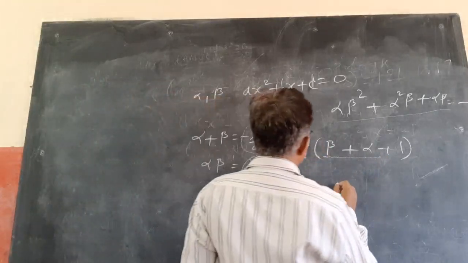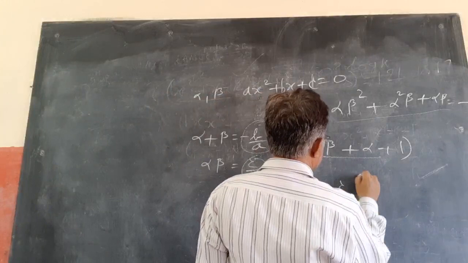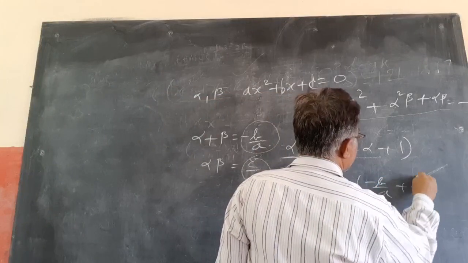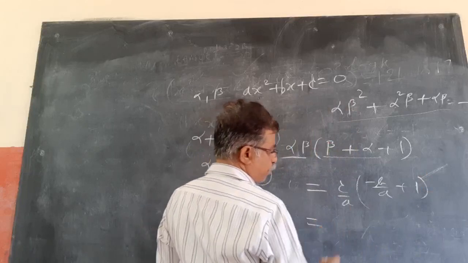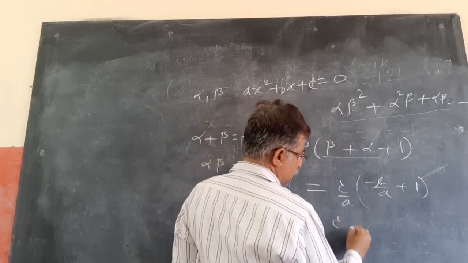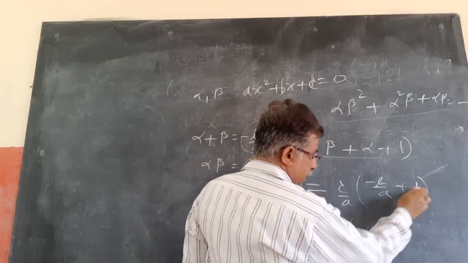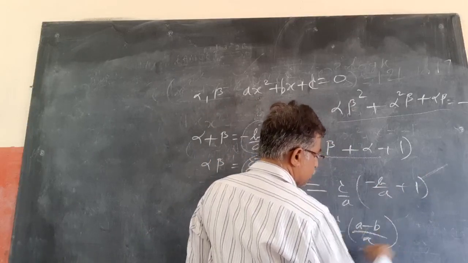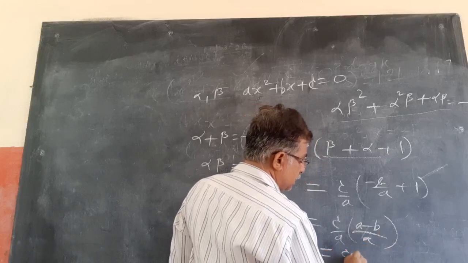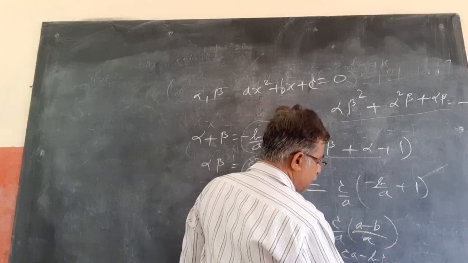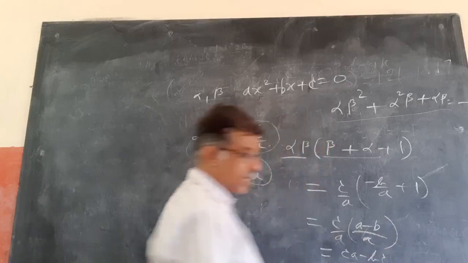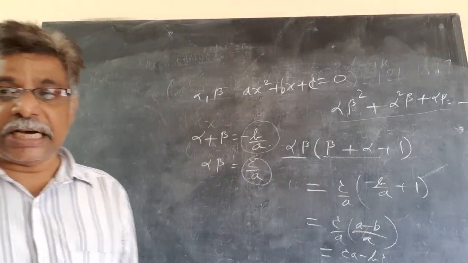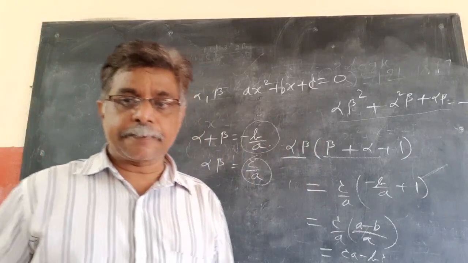So if I substitute, my final result is c by a into (minus b by a plus 1). If I take a as the LCM, then it becomes c by a into (a minus b) by a. So it's nothing but (ca minus bc) by a square is the final result.